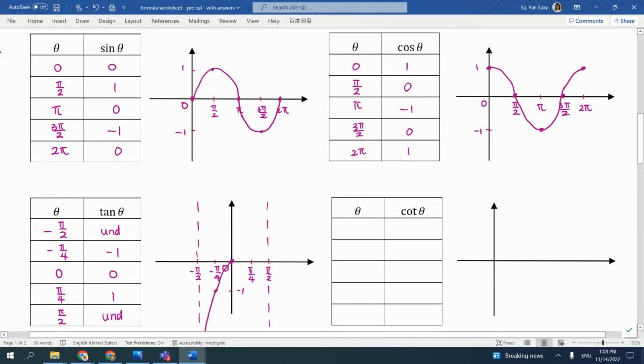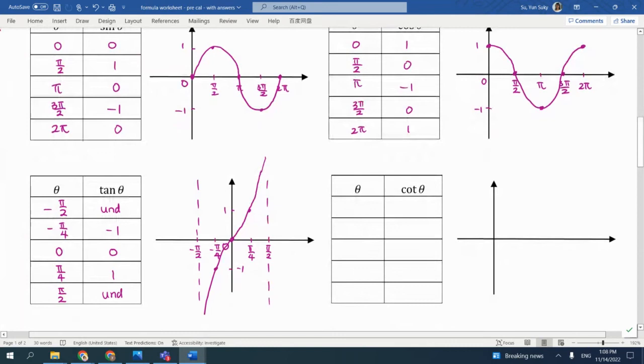When theta equals pi over 4, tangent equals 1. And then we connect them, and we get a picture like that. Okay, let's draw better. Like that. My finger is shaking. Okay, so this is tangent, and you see it's approaching the vertical asymptote, but it never crosses, just approaches it. Okay, cotangent.